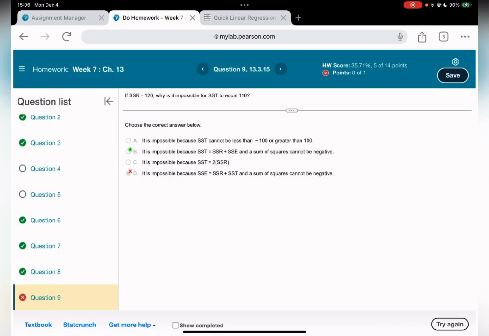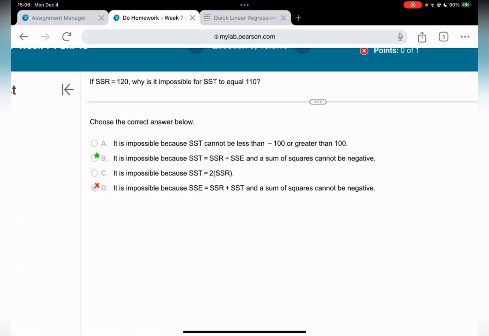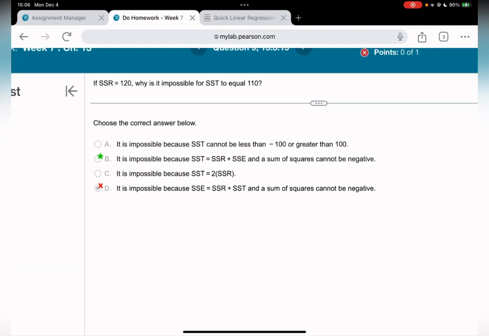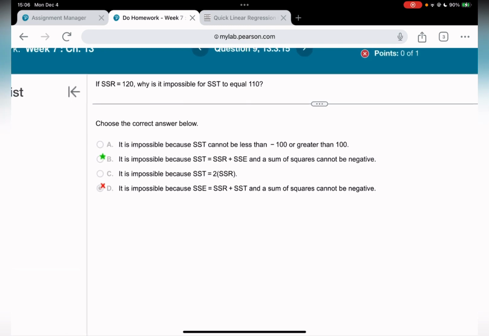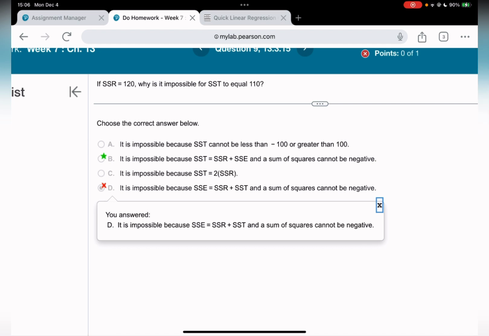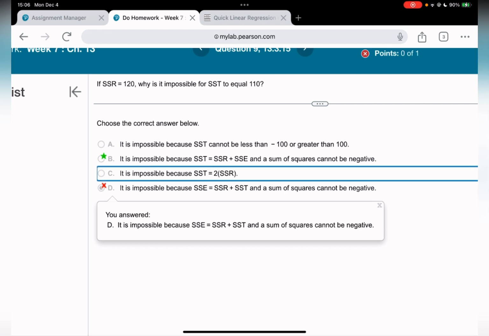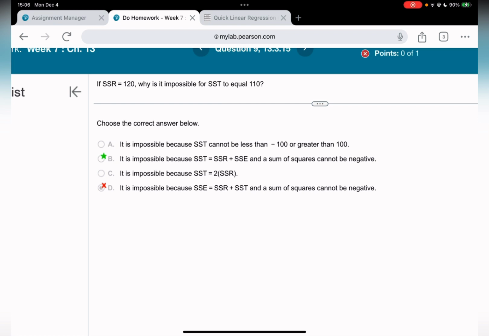Did I choose the wrong answer? Hold on, let me see. I didn't pay attention. It's impossible because SST is equal to SSR plus SSE. I chose SSE, I'm sorry, I didn't pay attention. SST is the total, equal to the regression sum of squares plus the error sum of squares. Okay, we got it.